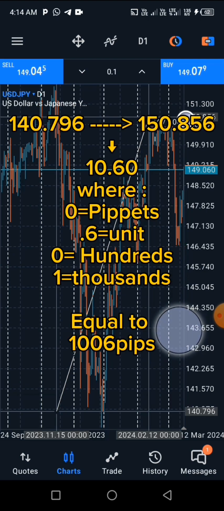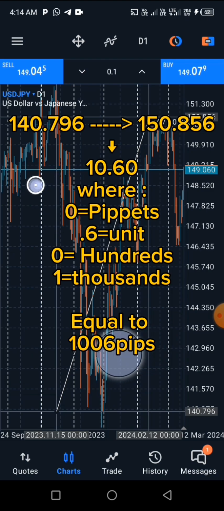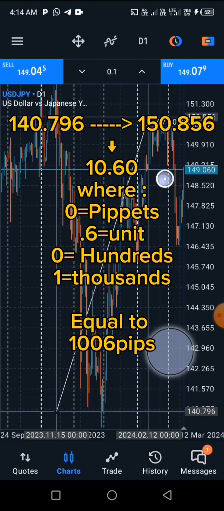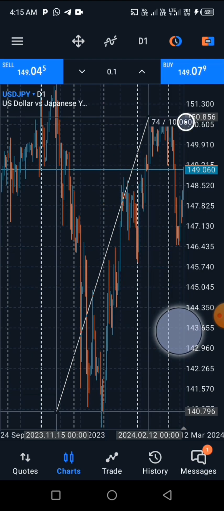Now let me recall again. This 0 is a pipette, so we'll neglect the 0. This 6 is in units, the 0 is in tens, the other 0 after the decimal is in hundreds, and this one is in thousands. So price has moved 1,006 pips. That is how to calculate the number of pips price has moved. It is a very, very simple thing. Always remember that the last number is usually a pipette, while the second decimal is where you start calculating your pip. That's the simple way of calculating the pip in the forex market.